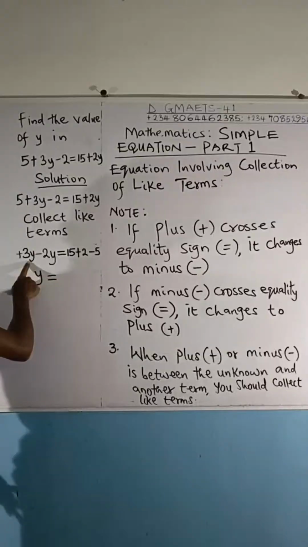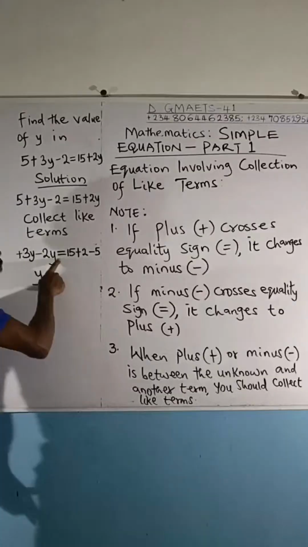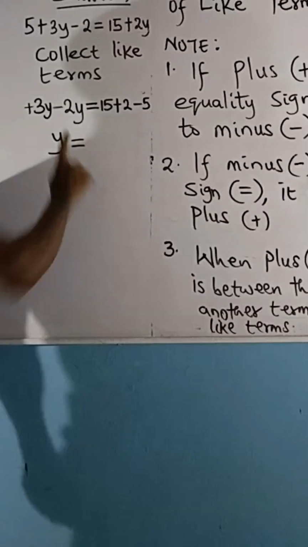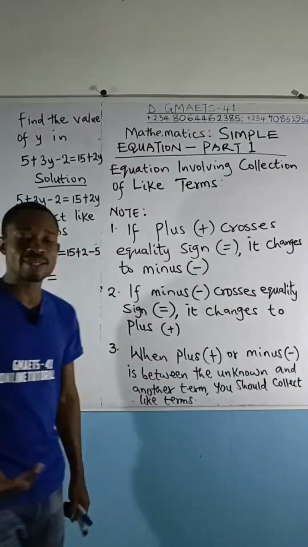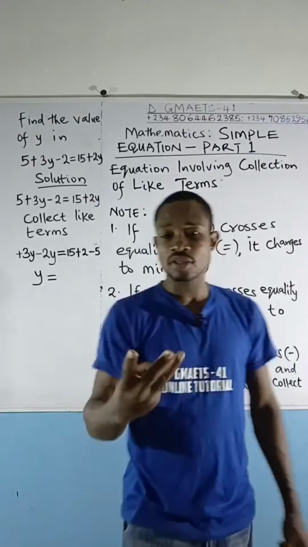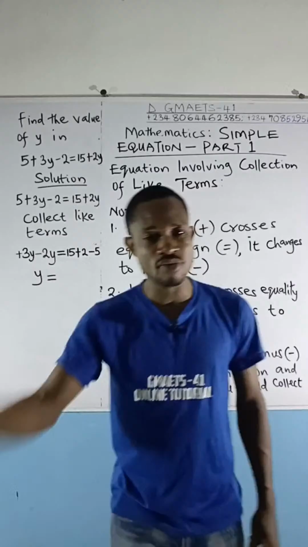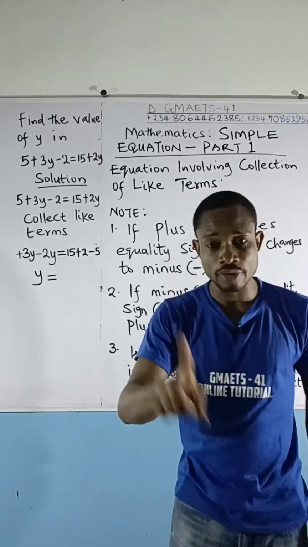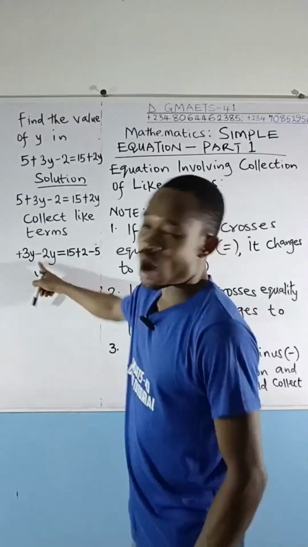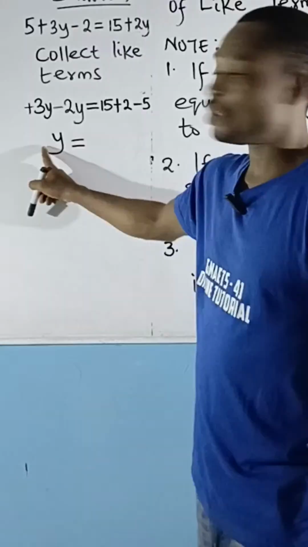Once again, 3y minus 2y. 3 minus 2 will give you 1. Then you pick one of the y. But like I said, it's simple. You have 3 oranges. Minus means you are removing. You remove 2 oranges from it. You'll be left with 1 orange. And so 3y minus 2y is 1y. You don't need to write the 1.